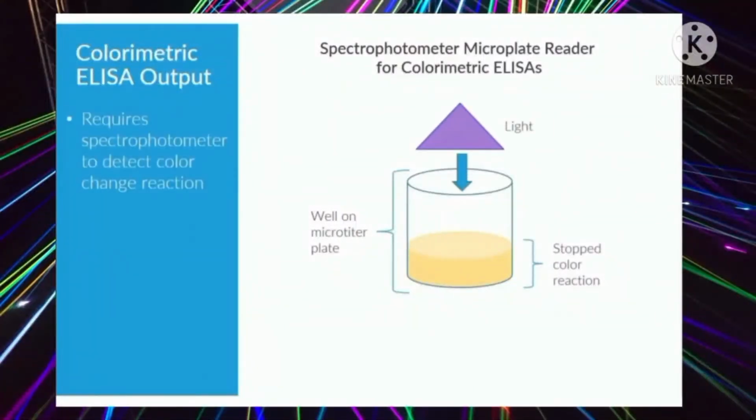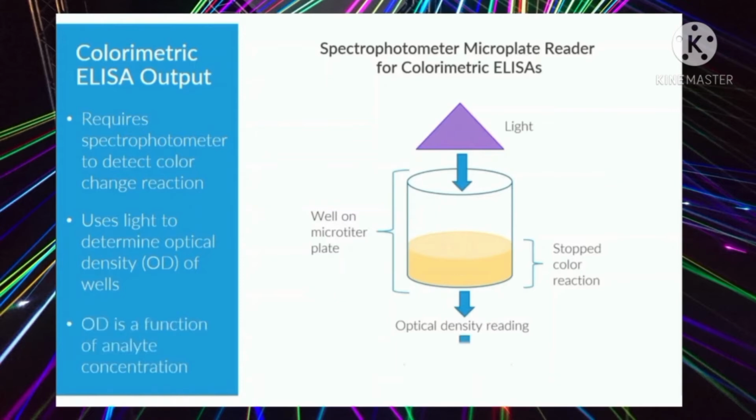This assay requires a spectrophotometer to detect the color change between the enzyme label and the substrate. It sends a wavelength through each well to determine the optical density reading of the samples. The OD value is directly proportional to analyte concentration, as you can see in the illustration.